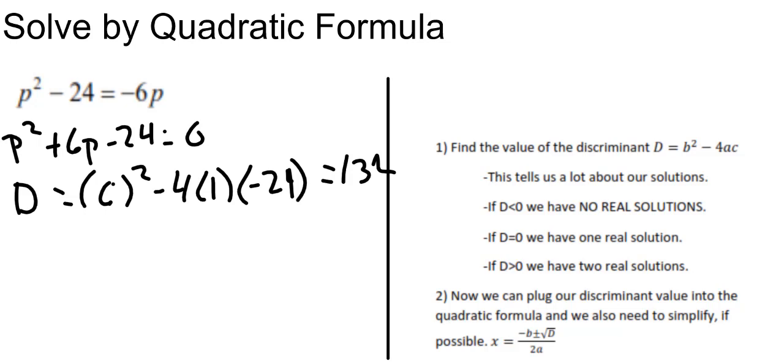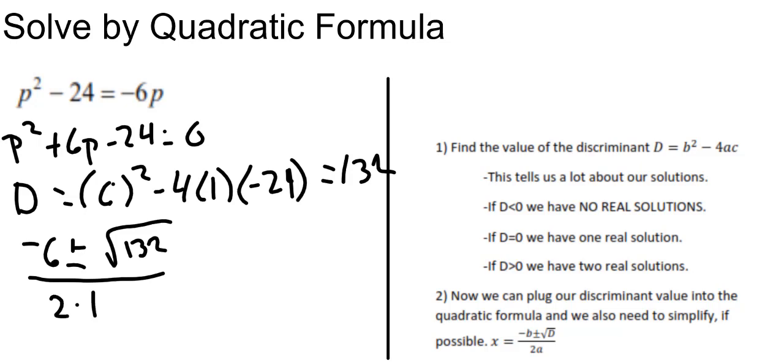Again, that tells us we have two solutions. So now we're going to go negative b, negative 6, plus or minus the square root of 132, all over 2 times a, 2 times 1. We need to do the same thing that we did in the last one. We need to try and simplify that. Let's just go and do the factor tree again. I think that's the easiest way to do this on video.